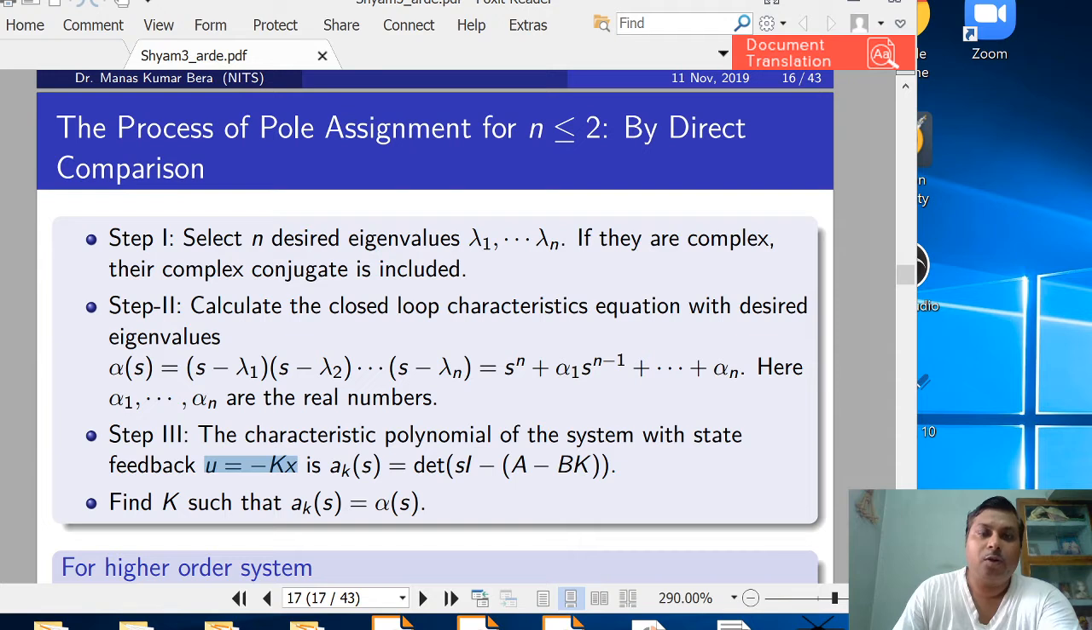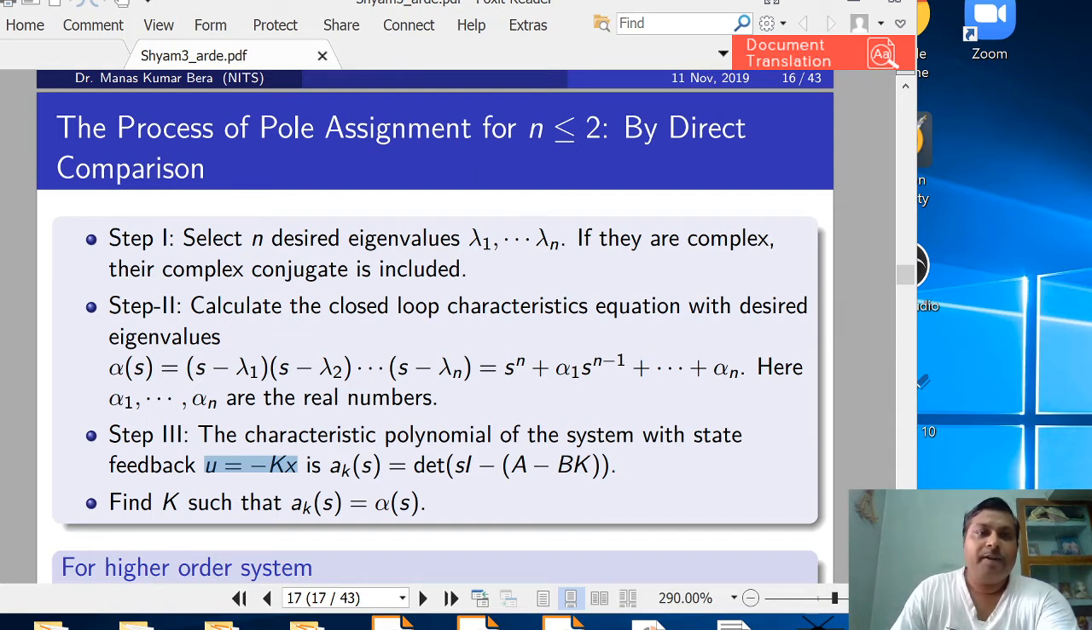equal to 2. If the order of the system is less than or equal to 2, then it is suitable to find the controller gain by direct comparison. What are the steps? For step 1, select n desired eigenvalues lambda 1, lambda 2, lambda n, and if they are complex, their complex conjugates are also included. So after knowing the desired eigenvalues, meaning if we want to place the poles of a given system, then we have to know where the poles must be placed.